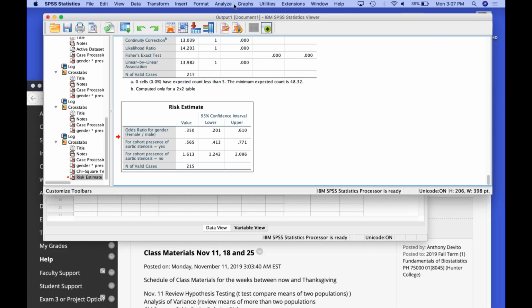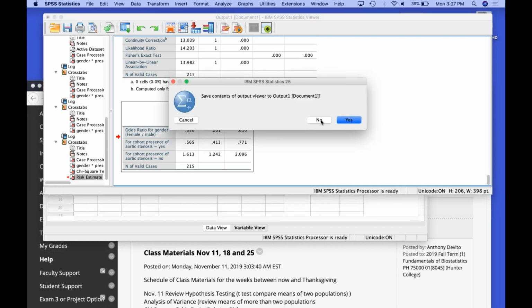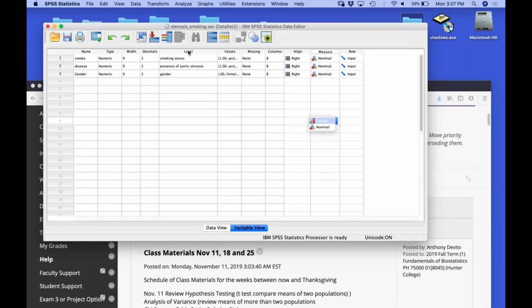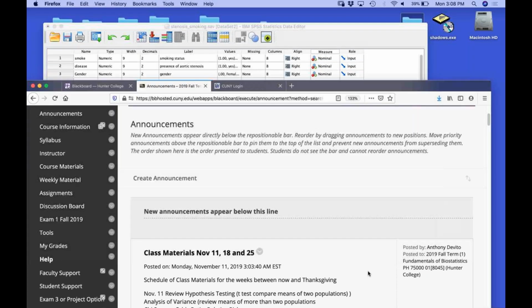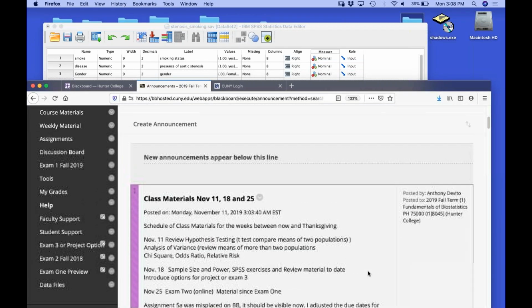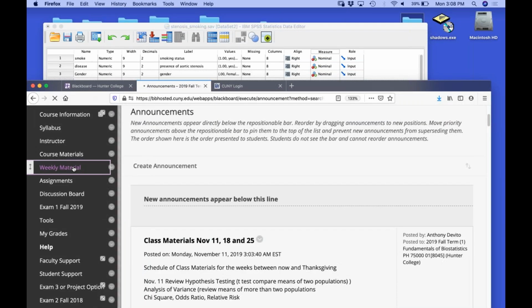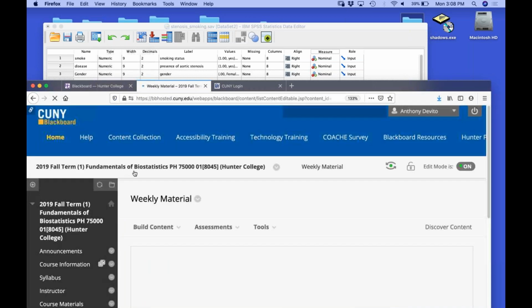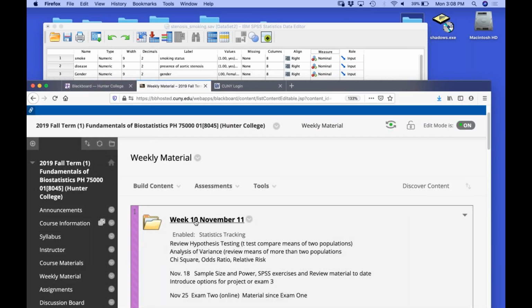Okay, so what I'm going to do now is have you guys give this a try. The same data sets, stenosis and smoking. If you go to our page on Blackboard, and go to weekly materials, and go to the data files for this week.